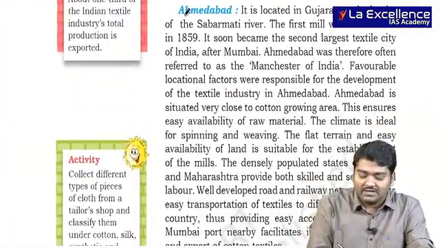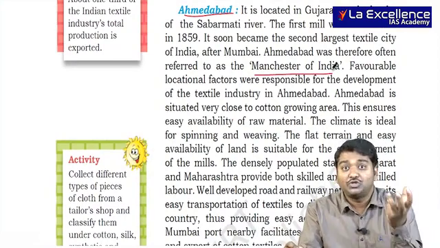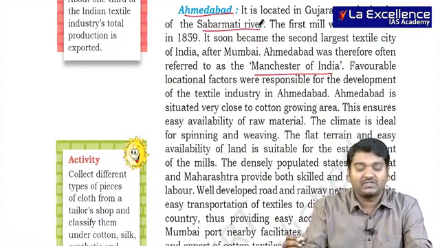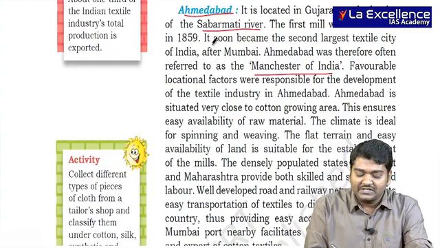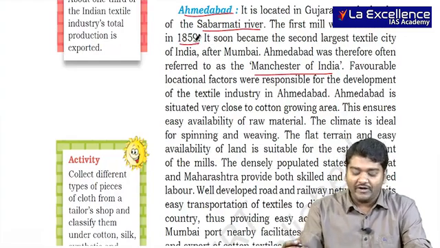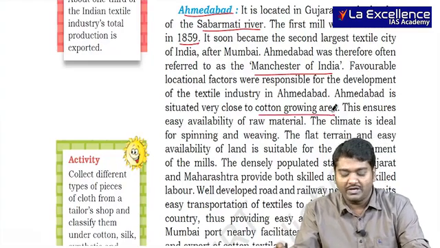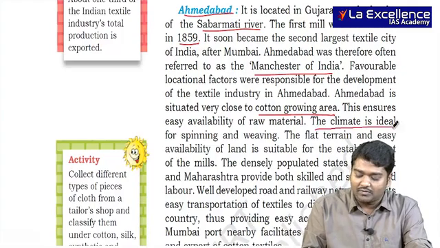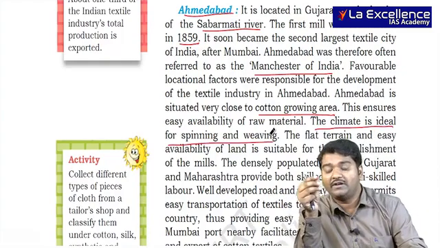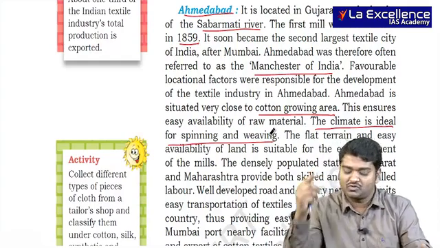Ahmedabad is also called the Manchester of India because of its suitability of location. It is present on the banks of the Sabarmati river. The first mill was established in 1859 in Ahmedabad. The favorable location factor is that it is close to cotton growing areas, and the climate was ideal for spinning and weaving. The reason is, if you have a moist climate and go for spinning and weaving, fibers will not be produced properly.